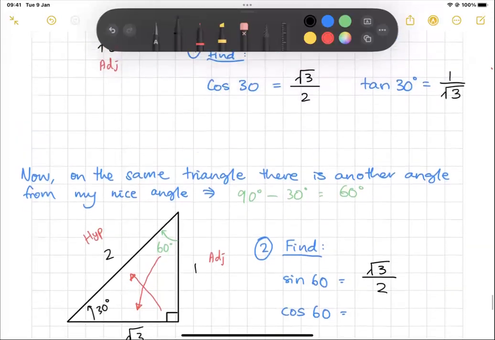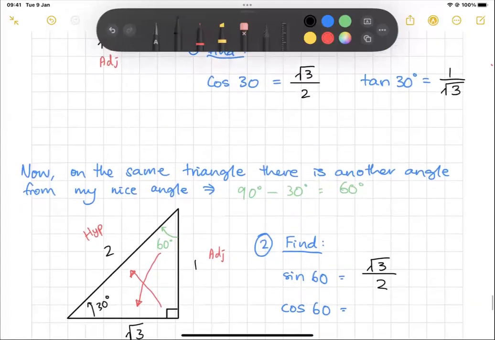Okay, let's compare. Doesn't this value look exactly like this? Yes, it does. And the reason is because 60 and 30 are what we call complementary angles. Complementary angles means that they add up to 90.